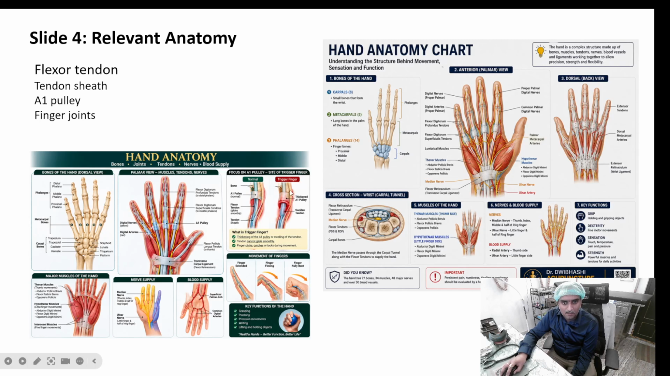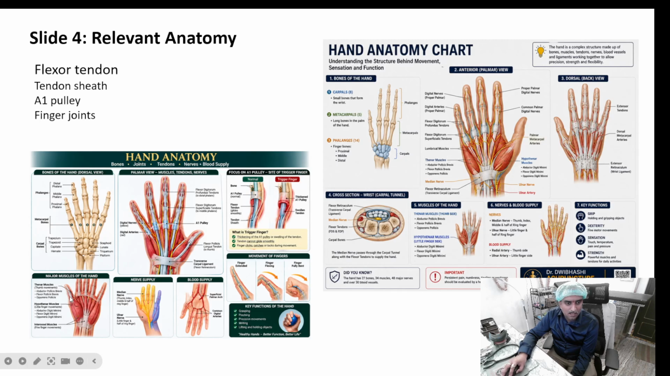The tendon sheath is there. But in trigger finger, you can see the difference. The A1 pulley is thickened, and because of this, the flexor tendon is swollen. With thickening of the A1 pulley or swelling of the tendon, it cannot glide smoothly. The finger clicks, catches, or locks during movement. So: movement of the fingers, finger extended, finger flexing, finger fully bent.